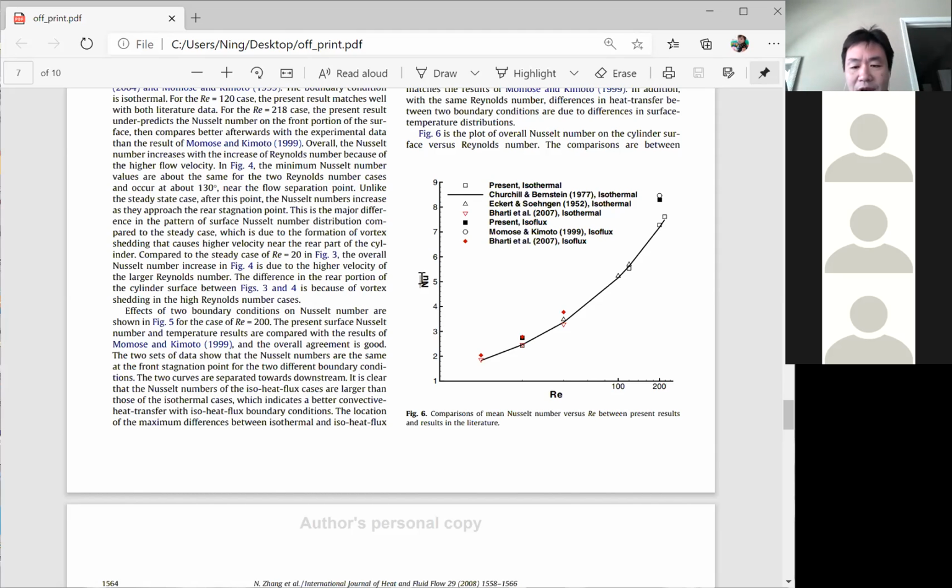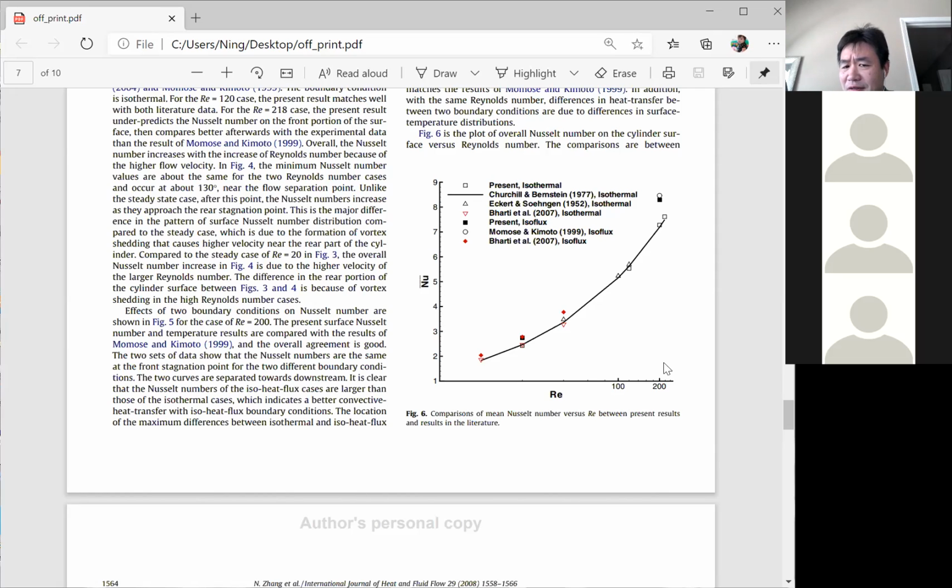So for example, for a cylinder, what is the overall Nusselt number? The heat transfer coefficient, right? It's average. So it increases with the increase of Reynolds number. That makes sense, right? Because when Reynolds number increases, does the heat transfer increase or not? When Reynolds number increases for the same object, that means the velocity increases. If the velocity increases, your convection heat transfer is supposed to increase. Is that common sense?